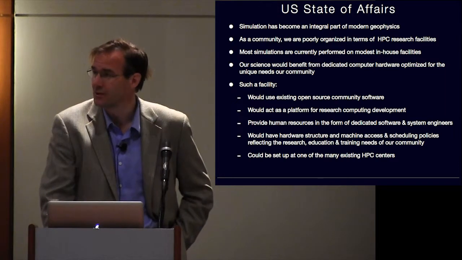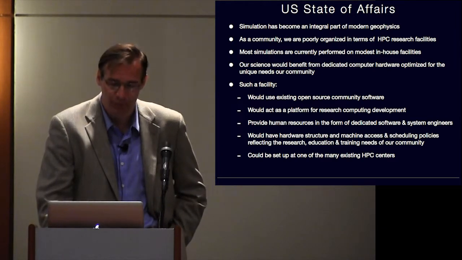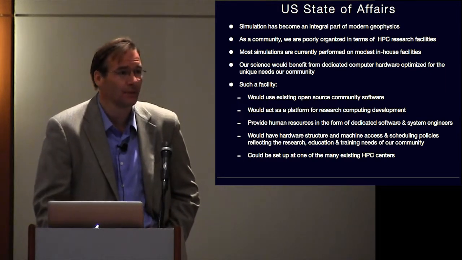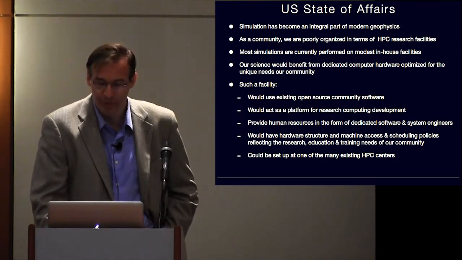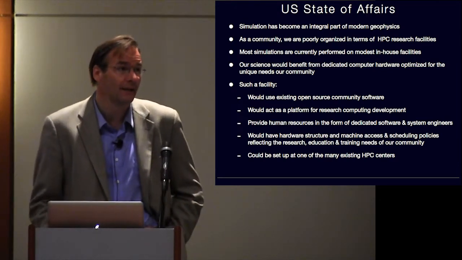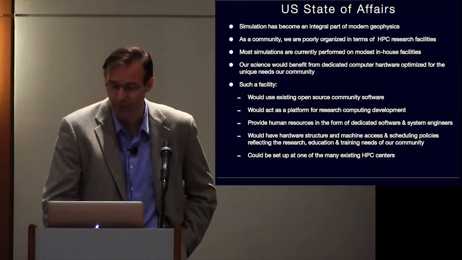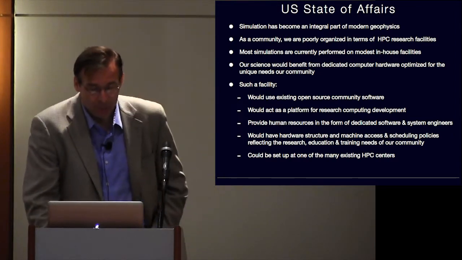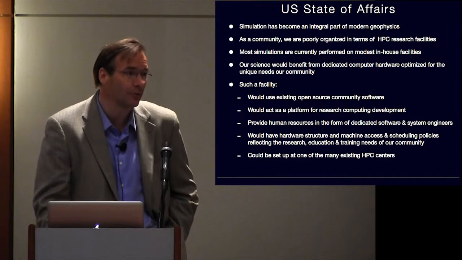The facility that you might imagine would use existing open source community software, and a great place to go is CIG, Computational Infrastructure for Geodynamics, where we already have a good collection of such tools. Such a facility could act as a platform for research computing development. You need access to these kinds of resources to develop the tools. It would provide human resources in the form of dedicated software and system engineers. And believe me, to take advantage of these systems, you really need excellent people from computational science and engineering and system administrators to make all of this work for you. So we really need to engage that community. The hardware and the access policies on a system like this should reflect the way we do research.